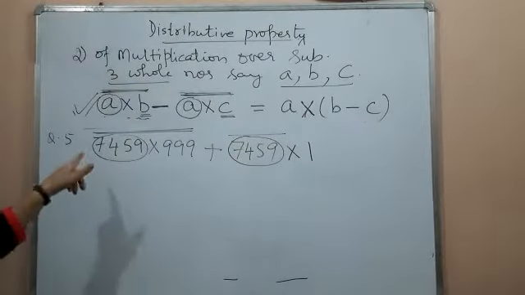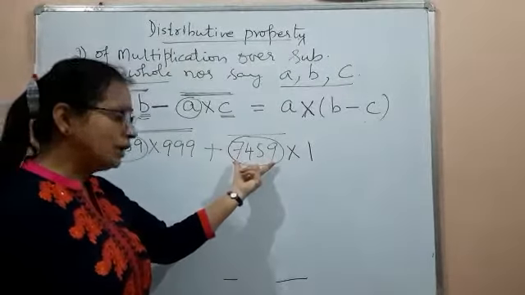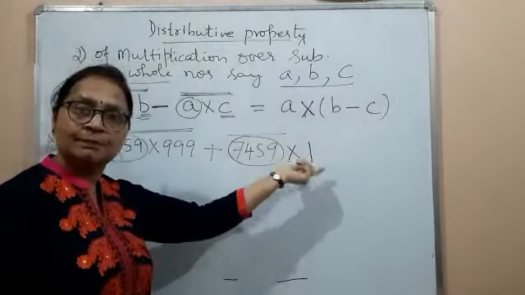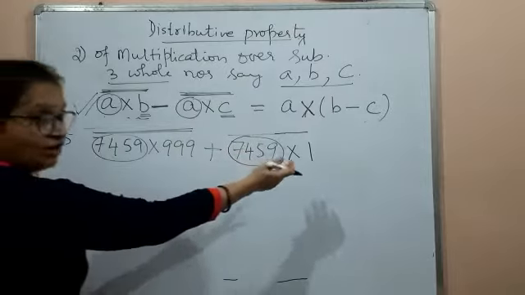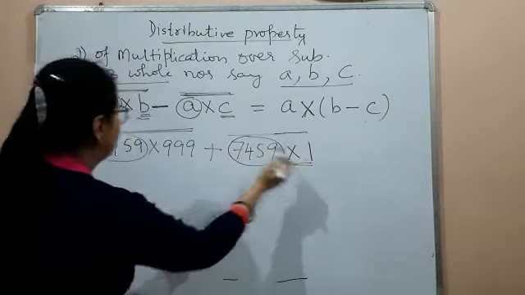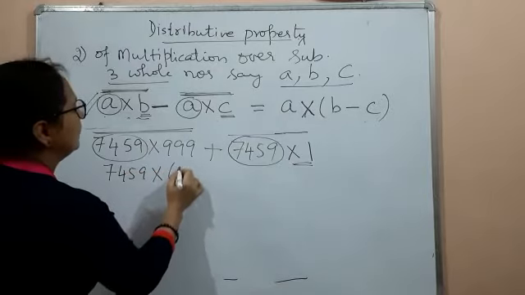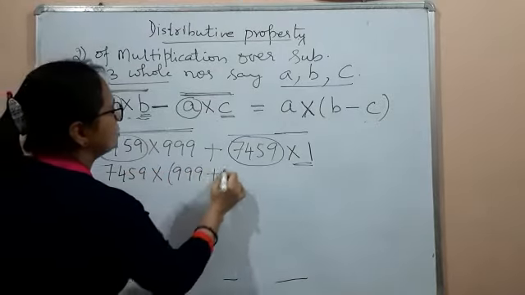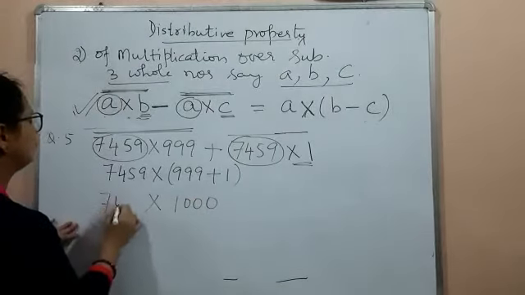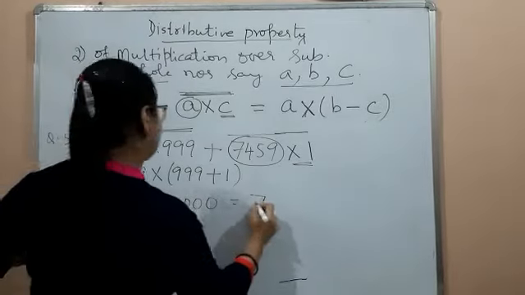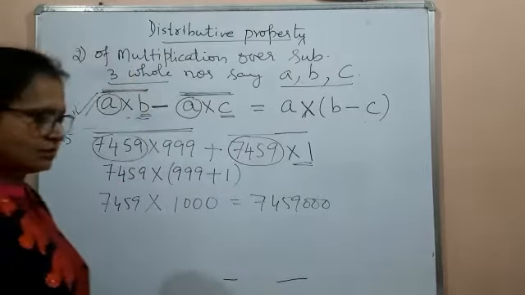Second step, right? This is the question. Our next step will be this complete. Instead of writing only this, we can include multiplied by 1, and obviously it's not going to change your question. So we are free to write down this part, right? And so 7459 is multiplied by 999 plus 1, which becomes 1000. The answer is 7459 multiplied by 1000, right? So this is your answer.